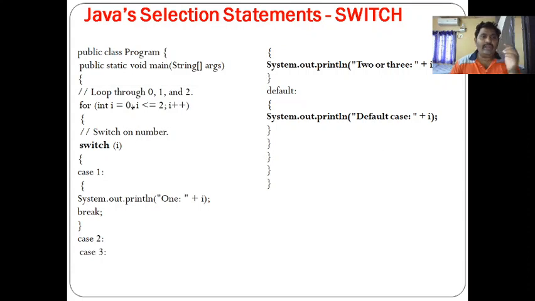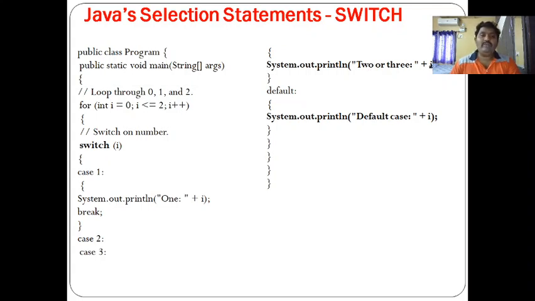After that the I value becomes 1, so case 1 is satisfied. It prints 1, and immediately there comes a break. Now the I value becomes 2. For case 2 there is no statement, and for case 3 I have a statement, that is 2 or 3. So I get the output 2 or 3, and the I value at that time, 2, is printed.